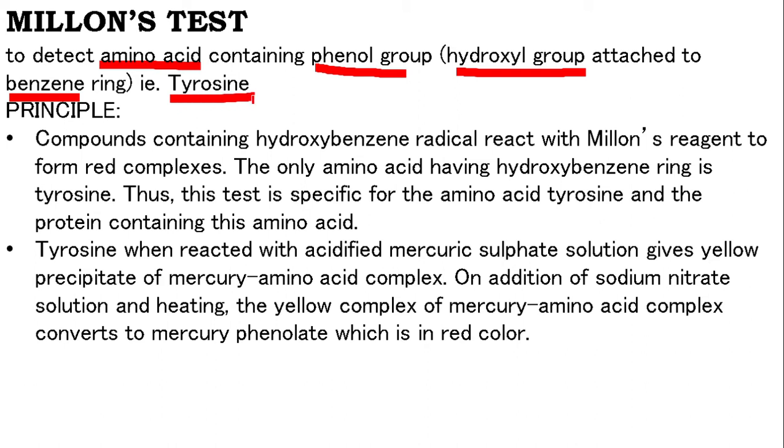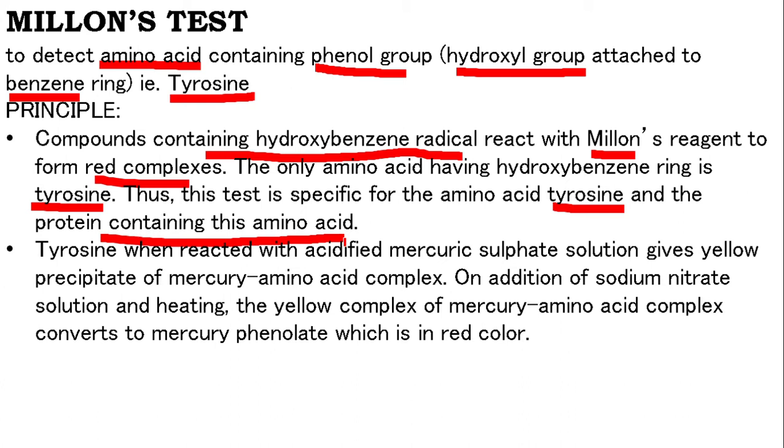So to the tyrosine solution, if you are adding Millon's reagent, you see in our laboratory we have ready-made Millon's reagent, we get this Millon's test positive. So what's the principle? Compounds containing hydroxybenzene radical react with the Millon's reagent to form red complex. And our amino acid is tyrosine, so it is specific for tyrosine. And also remember the proteins containing this tyrosine. So Millon's test will give a positive result with the tyrosine and also with the proteins containing tyrosine.